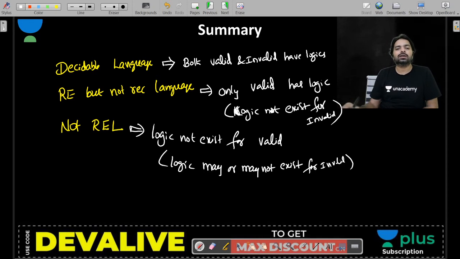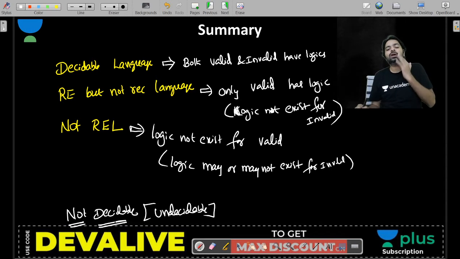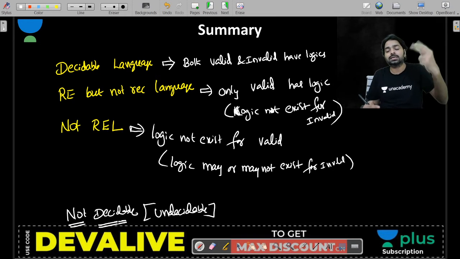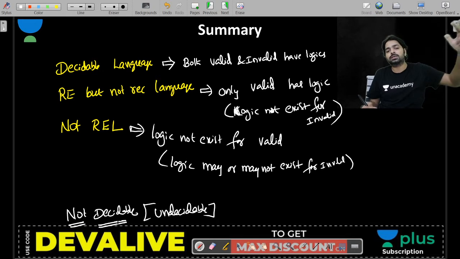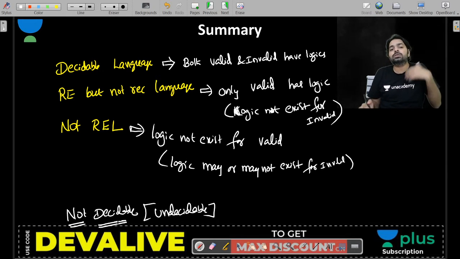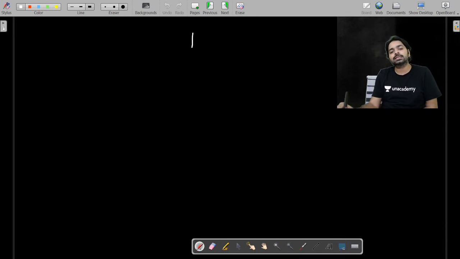Guys, please remember, not decidable means what? It's a synonym of undecidable. Not decidable means undecidable, no doubt about it. But not decidable means not recursive, and there are two types of languages outside recursive. One is within RE, the other outside RE. Within RE, those which are not recursive, and outside RE, you can say not RE. Not decidable. Is anybody not aware of that, guys?